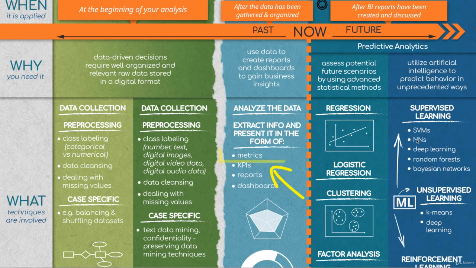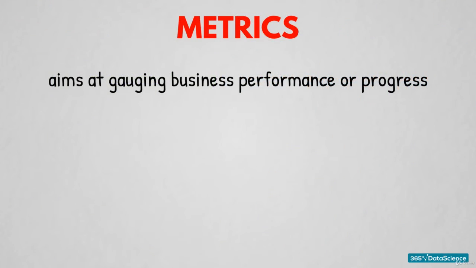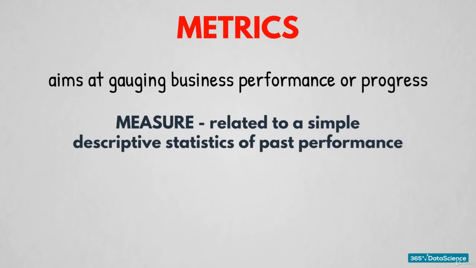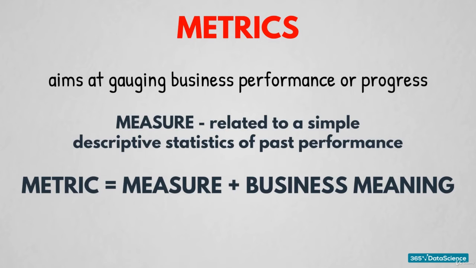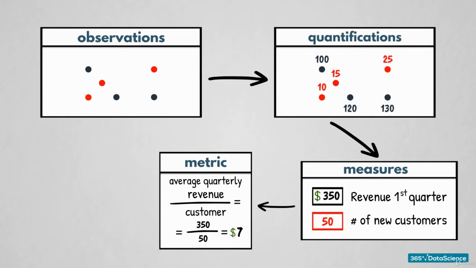Now, are there other frequently used terms? Do you know what a metric is? A metric refers to a value that derives from the measures you have obtained and aims at gauging business performance or progress. To compare, if a measure is related to something like simple descriptive statistics of past performance, a metric has a business meaning attached. Let's exemplify this. If you estimate the average quarterly revenue per new customer, which equals 350 divided by 50, that is $7. This is a metric. Once again, it is not just a number, but a number that bears a business meaning.